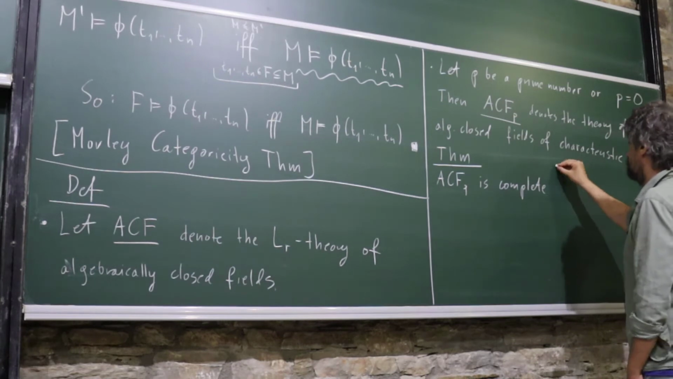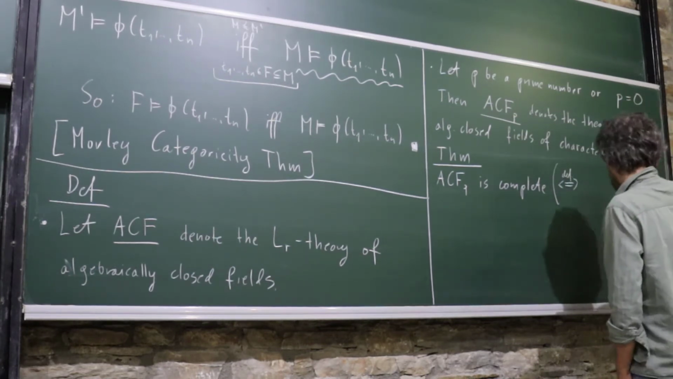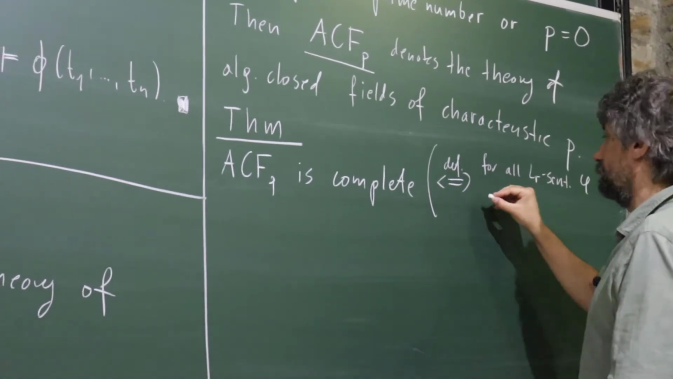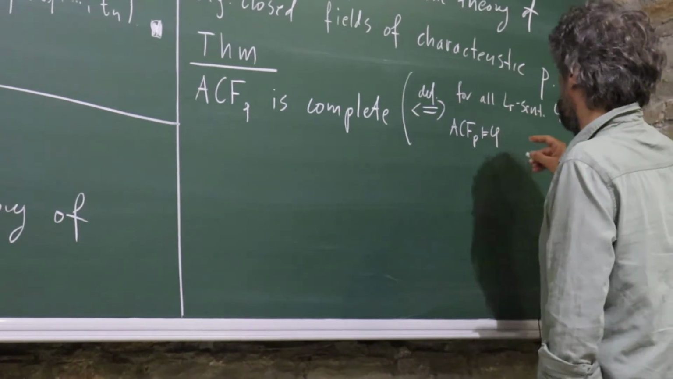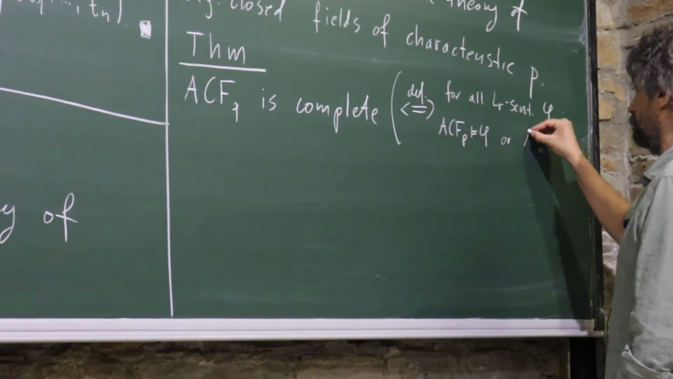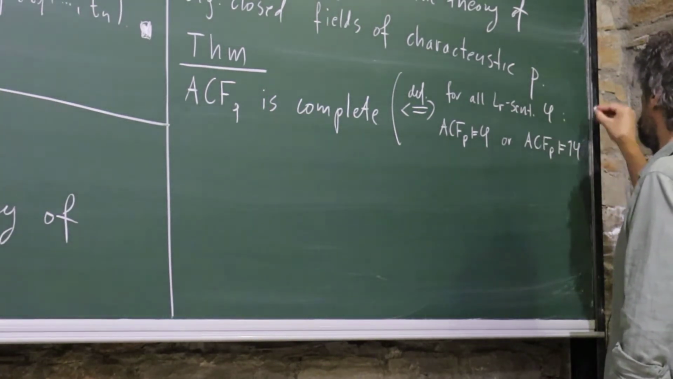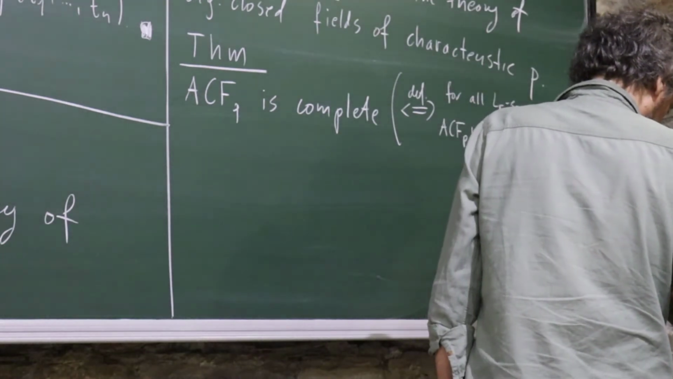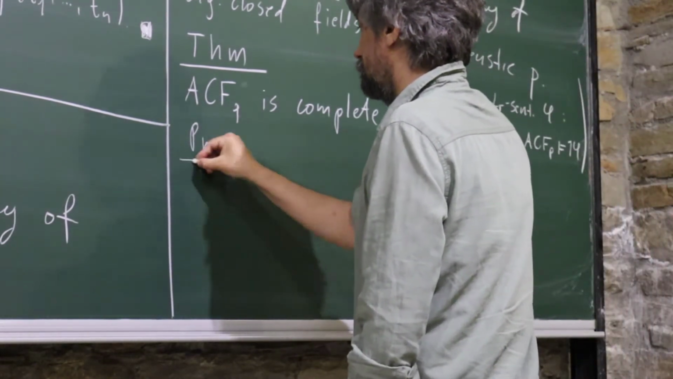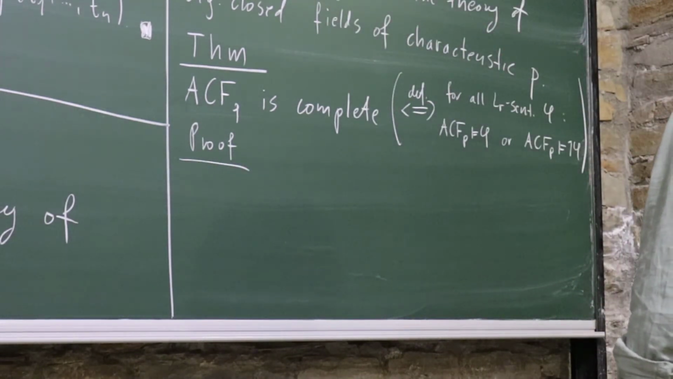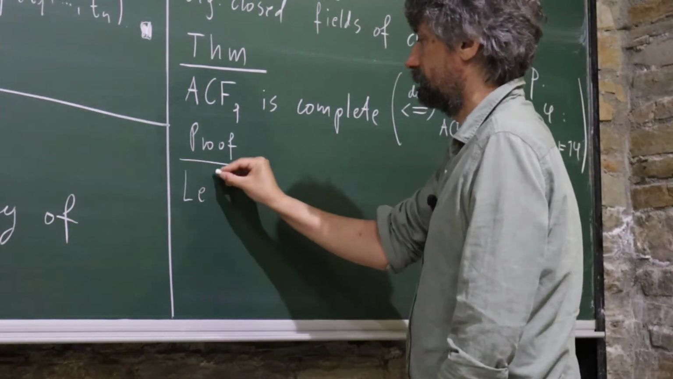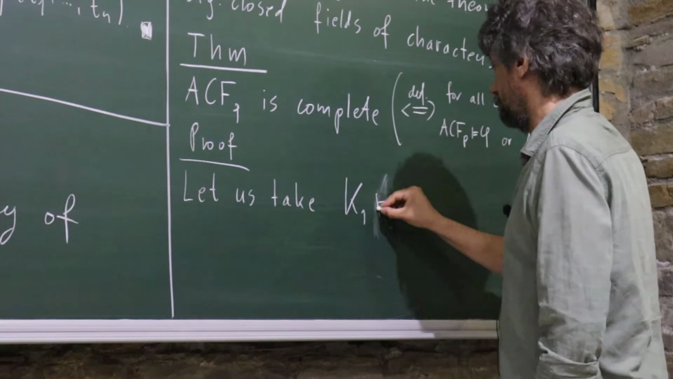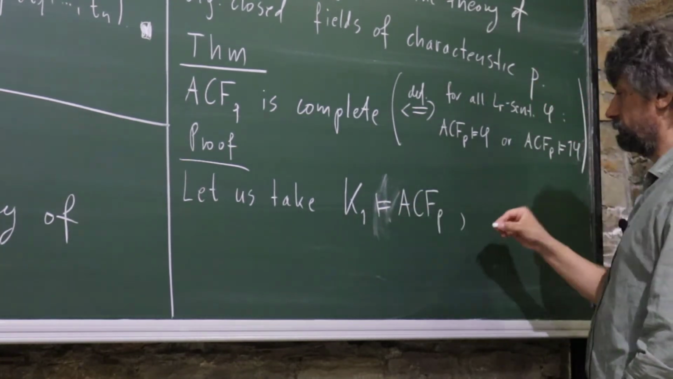Okay, so the definition was, I'm recalling the definition, that for all L_R sentences phi, we have that phi is a logical consequence of ACF_P, or its negation is. But in the proof, we will use this criterion from one of the problems. So, proof. We take two models and we want to show that they are elementary equivalent. So let us take two models, just two algebraically closed fields of characteristic P.